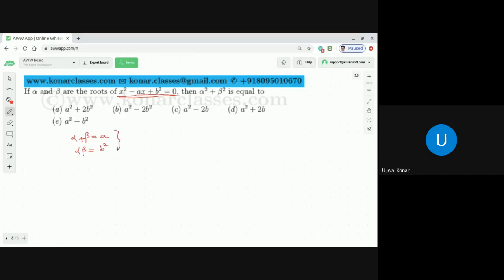Now from these two, what you need to find is the value of alpha square plus beta square. So a square plus, I got a square minus 2b square. Okay, good. So let me complete alpha plus beta whole square minus 2 into alpha into beta. So that is alpha plus beta is a square minus 2b square. Hence we get the correct option as B. Correct. Good.